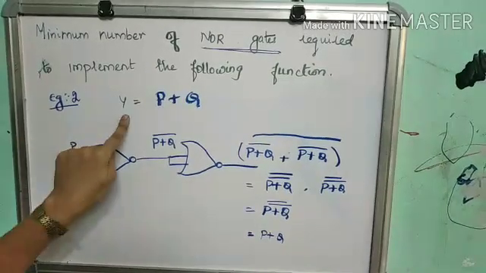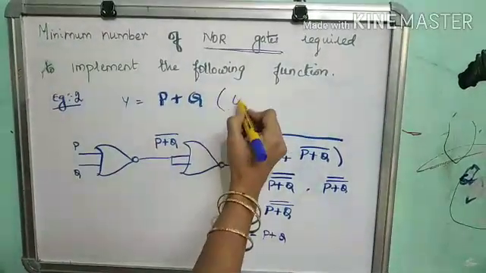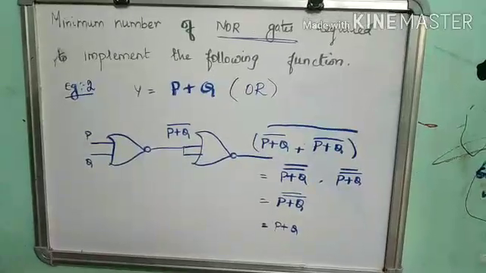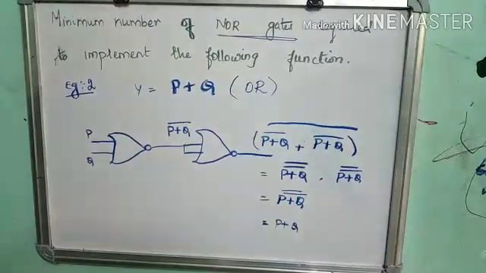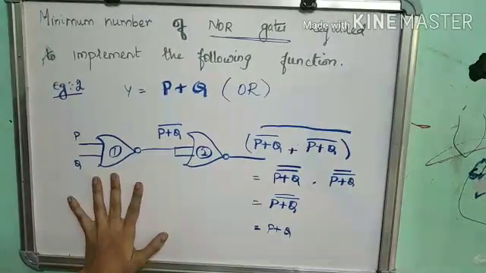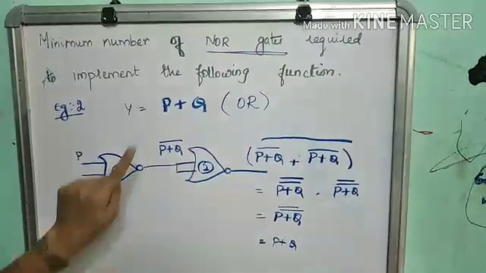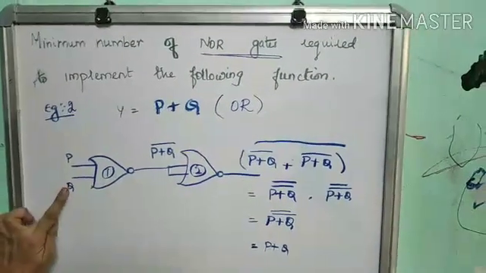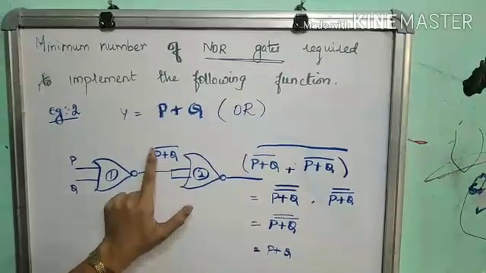Second example, y is equal to p plus q. We can say this is a simple OR gate. In our last session we gave a tabulation showing how many NOR gates are needed to design the basic OR gate, and it was mentioned as 2. I am explaining now how we need two NOR gates to design this basic OR gate. First, the two inputs P and Q are given to the first NOR gate. So we get the output as P plus Q, the whole bar.